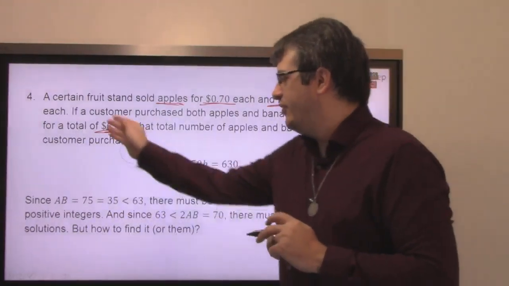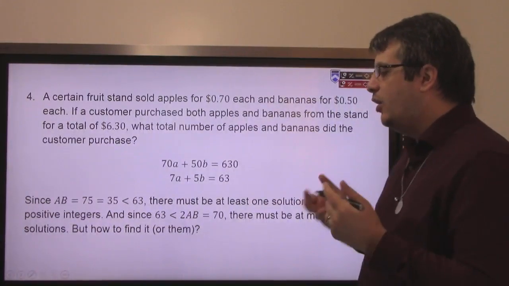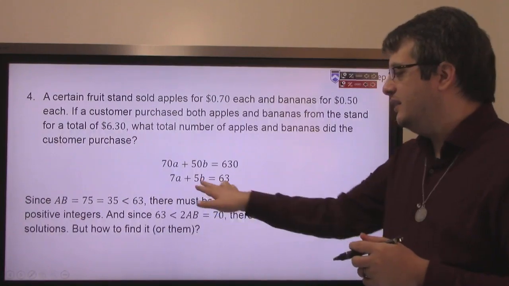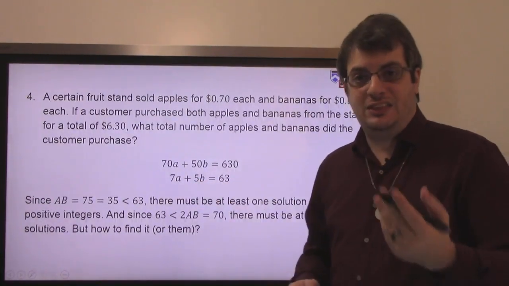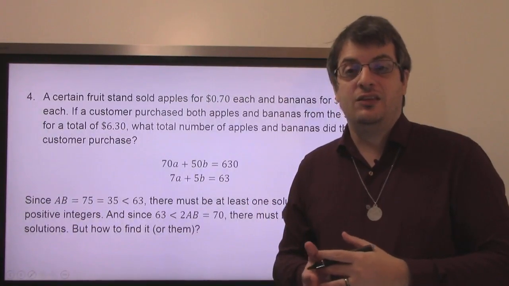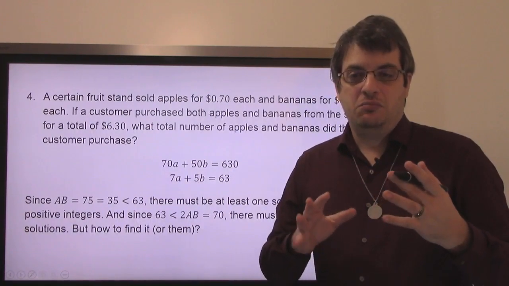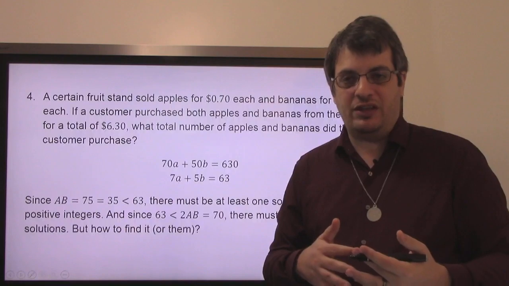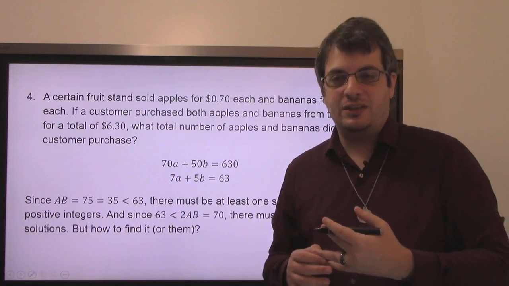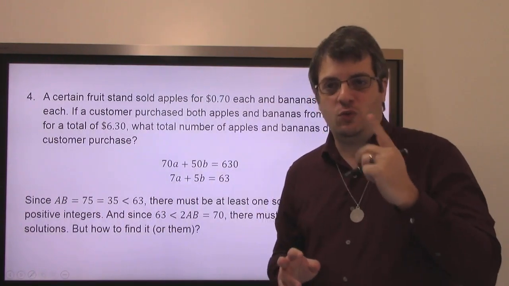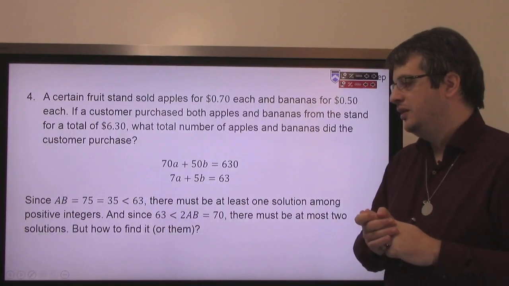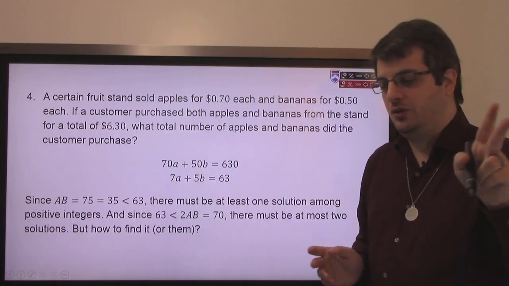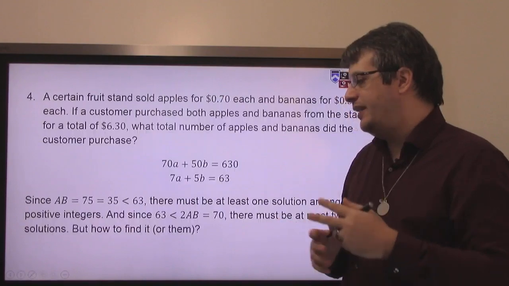Okay, so then I can reduce it by a factor of 10. And I know there's a solution, right? I know there's at least one solution because 7 times 5 is 35, and that's less than 63. In fact, it's less than 63, but 2 times 35 is 70, which is more than 63. So I can say right now there's either one or two solutions to this equation across positive integers, either one or two. But I don't know which, and I don't know what they are.